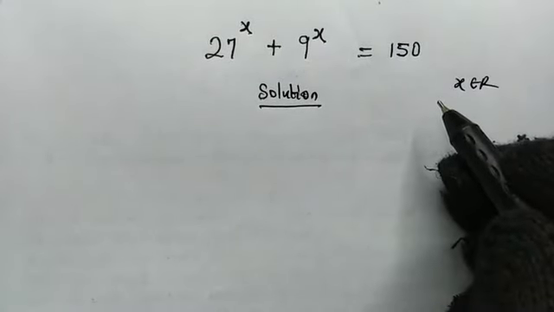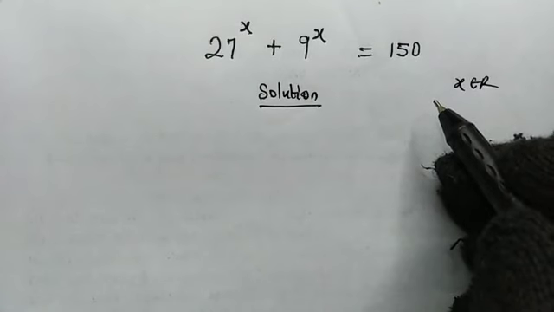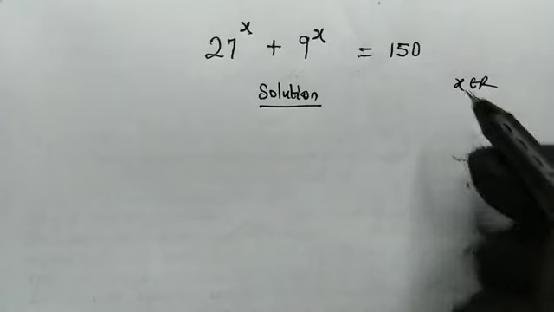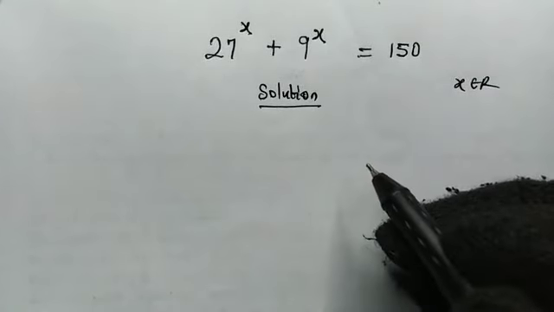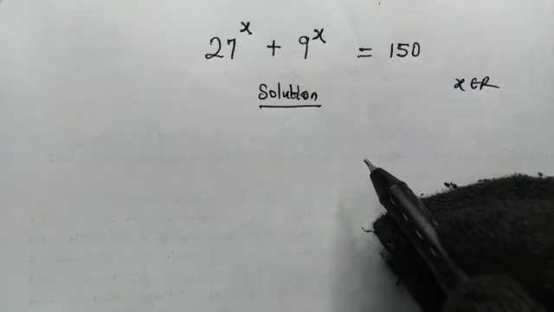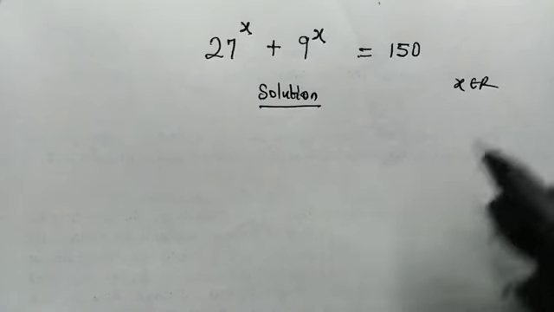Today we have this interesting Olympiad mathematics problem. This is an exponential equation, right? So here we'll be solving for the real value of x that will satisfy this equation: 27 to the power of x plus 9 to the power of x is equal to 150. Now let's get started.